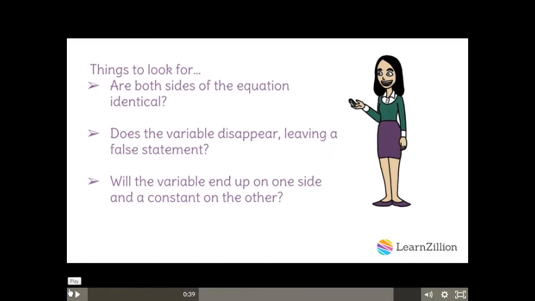All right, so let's look at these 3 things. Are both sides of the equation identical? Which solution would match this first thing to look for? Valerie? Infinite solutions. If I were you, I might make a note next to each type if that'll help you. You don't have to, but if it helps, make a little note like, are both sides identical, question mark, next to infinite solutions.